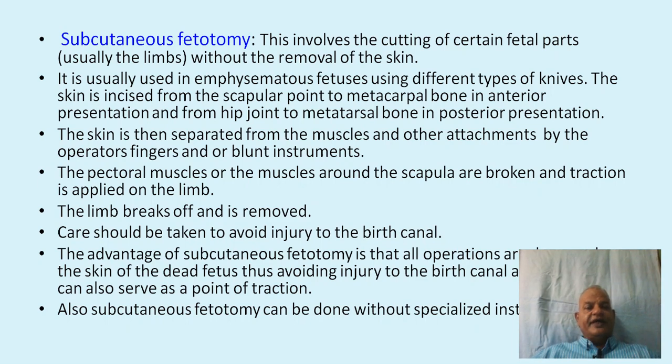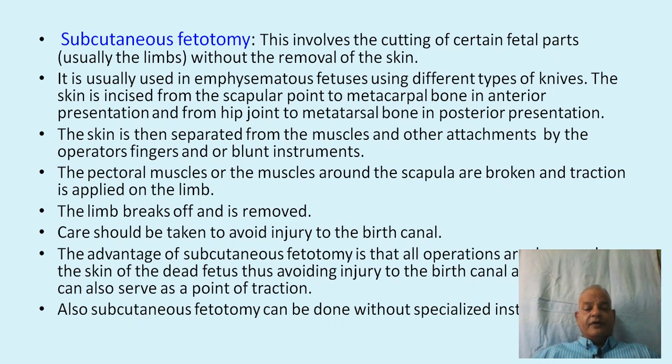The skin is incised from the scapular point to the metacarpal bone in anterior presentation, and from the hip joint to the metatarsal bone in posterior presentation. The skin is then separated from the muscles and other attachments by the operator's fingers and blunt instruments. The pectoral muscles or the muscles around the scapula are broken and traction is applied to the limb. The limb breaks off and is removed. Care should be taken to avoid injury to the birth canal.